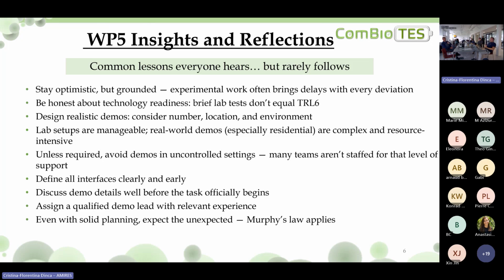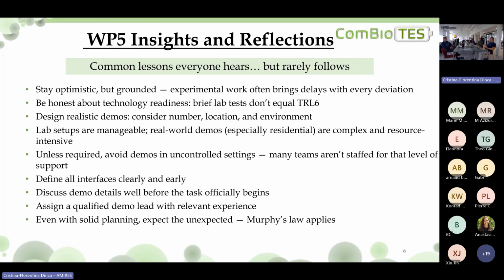You have to be realistic when writing the proposal about the demonstration, because everyone says, okay, I will have 4 sites of demonstration plus 4 sites of replication. But in fact, once you start the project, you have to consider 4 sites of demonstration and 4 sites of replication, and it's quite complicated.